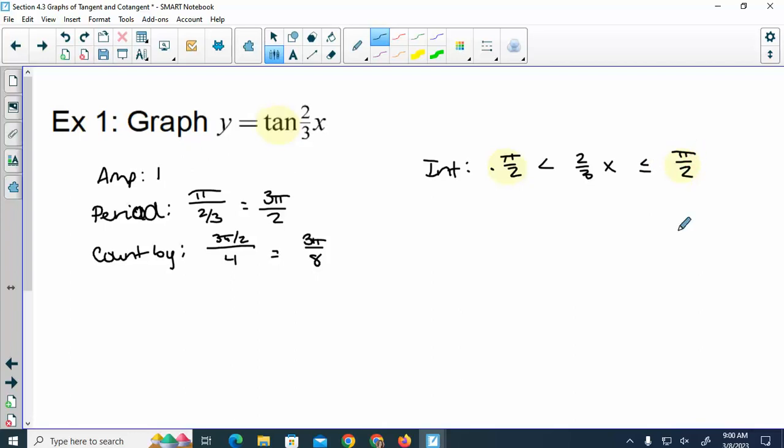With sine and cosine, I told you you don't have to do an interval if you're not adding or subtracting with your x. And that's still the case, but I find it easier with tangent and cotangent to always do it, because with tangent, since we're not starting at 0, changing the interval or changing the period does impact that starting point as well, so it's just easier for me to always do it here. So we need to divide by 2/3 or multiply by 3/2. So we get negative 3 pi over 4 less than or equal to x less than or equal to positive 3 pi over 4.